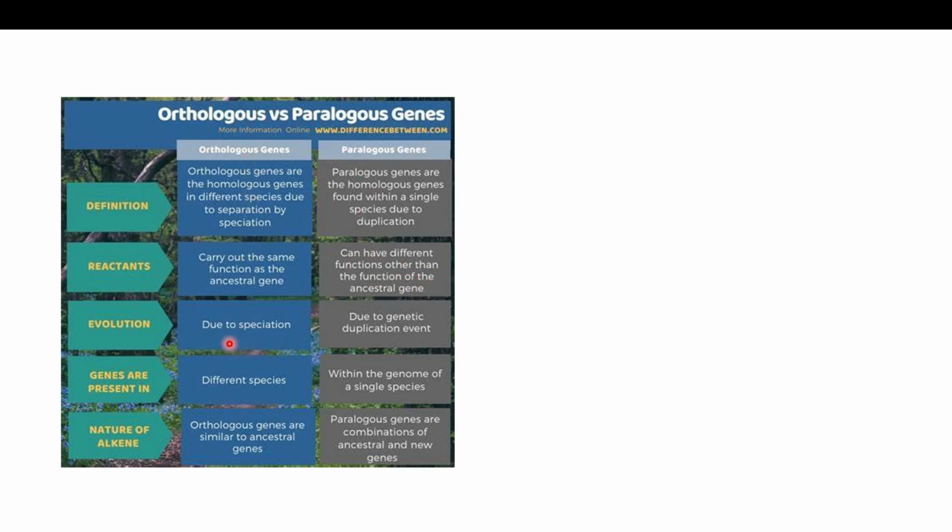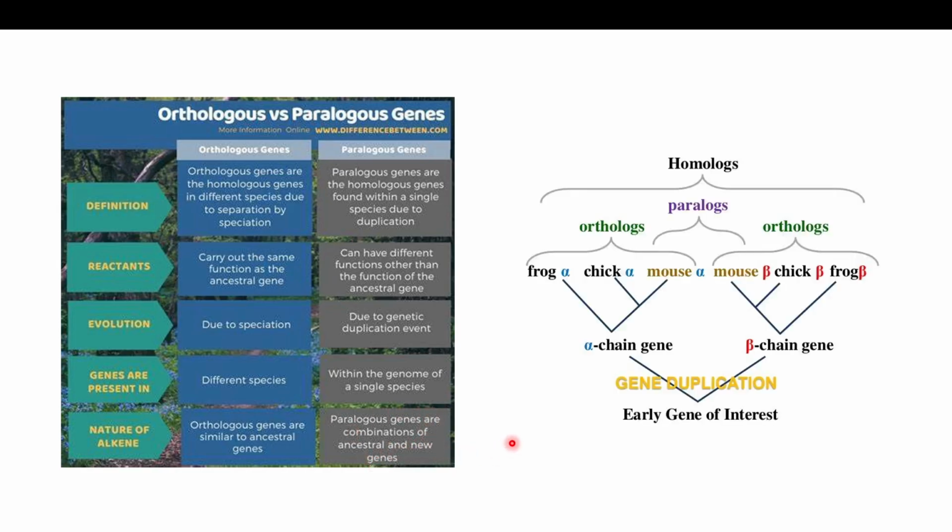So orthologous genes are a result of speciation. Paralogous genes are due to a genetic duplication event. So orthologs are present in different species. Paralogs are present within the same genome of a single species. And orthologs are similar to the ancestral genes. Paralogs are combinations of ancestral and new genes.